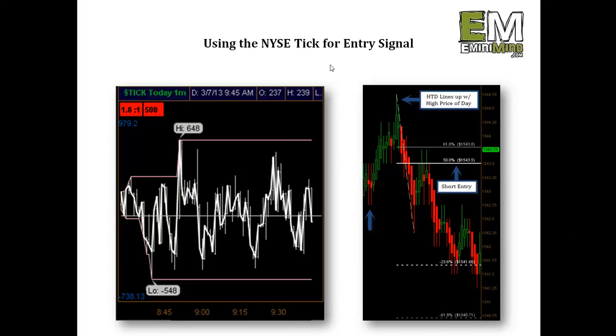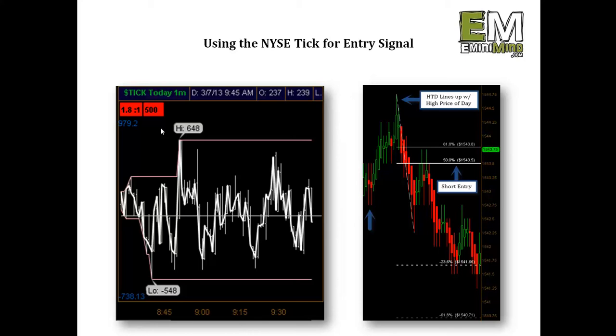We talk about the NYSE tick a lot here on the blog, and one of the things that you can do is look for a high tick that lines up with the high price of the day. And when we get a high tick that lines up with the high price, it could potentially be the high of the day. It doesn't necessarily mean that it will be, but a lot of the times there will at least be a short-term reversal, and that's what we're looking to capture here.